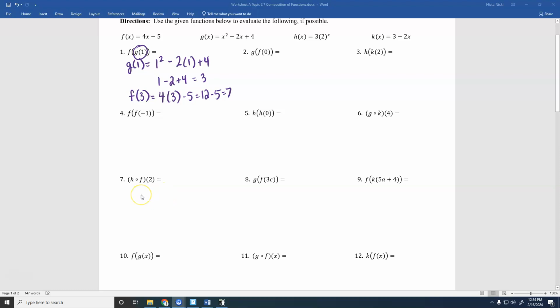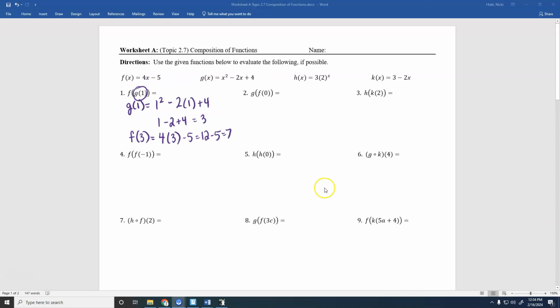And Zane. Alright, let's go down and do one of these where we've got to plug in variables instead of plugging in a number. So, like number 9, for example, we are plugging in 5a plus 4. So for 5a plus 4, we're plugging that into k. So when I do that, I'm going to have 3 minus 2 times 5a plus 4.